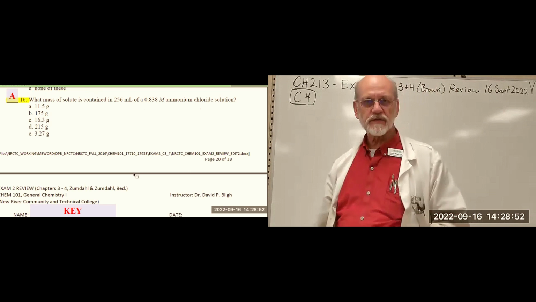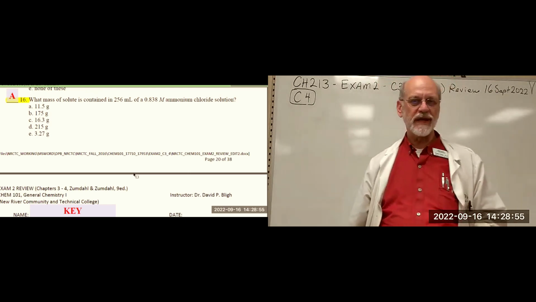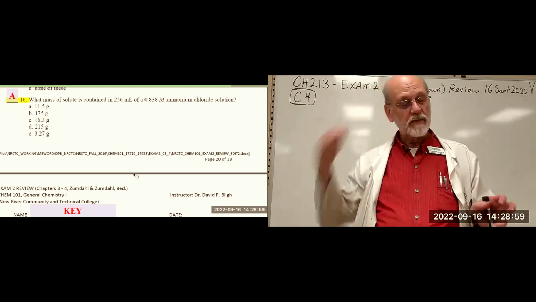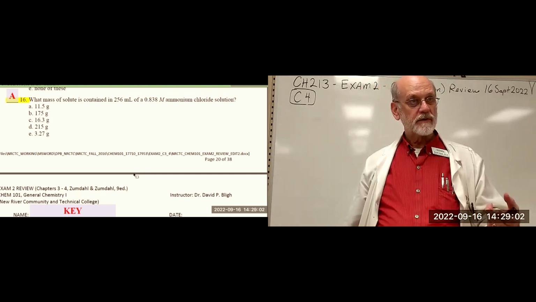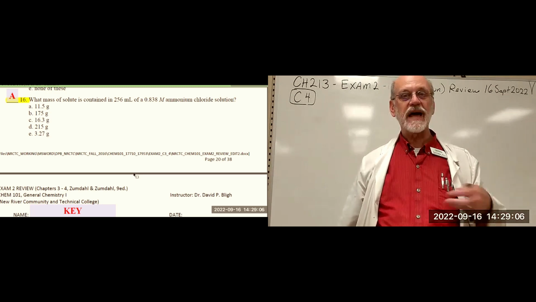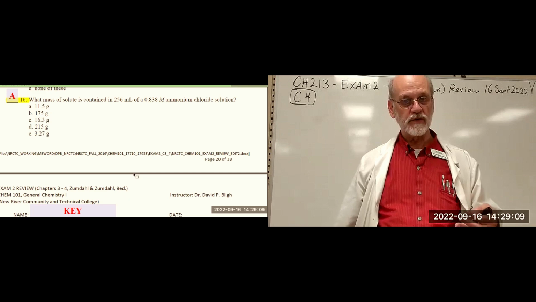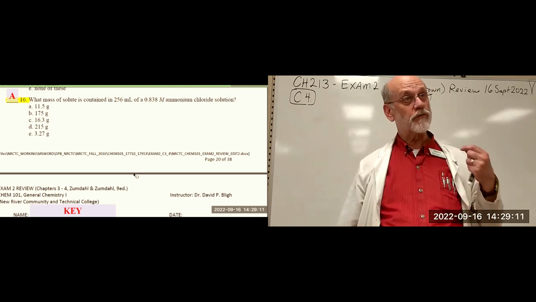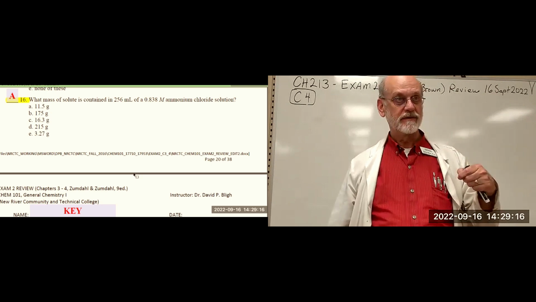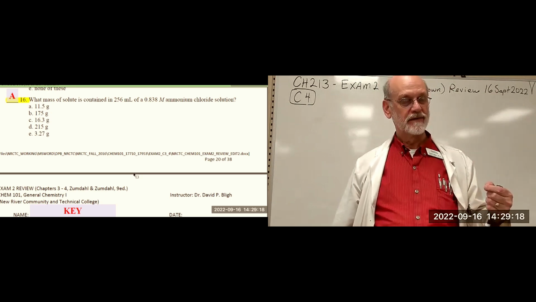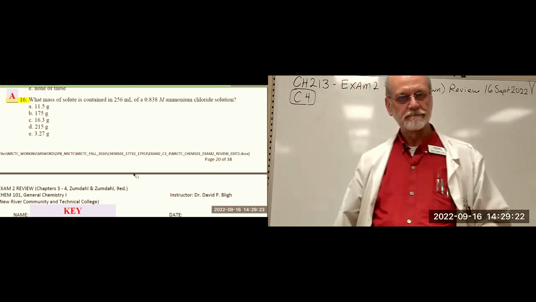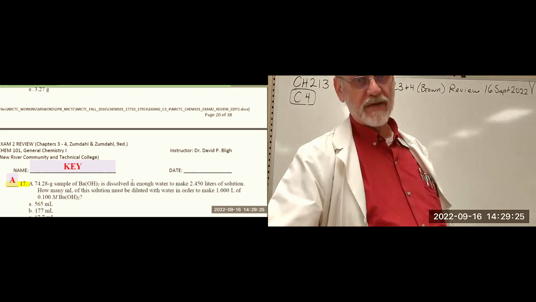What mass of solute is 256 milliliters of 0.838 molar ammonium chloride? Okay, two things here. You got to find the moles, but it's 0.256 liters times molarity gives you moles of ammonium chloride. Then you have to know the formula of ammonium chloride because you got to know the molar mass, right? NH4Cl, because ammonium is +1, Cl is -1. You only need one of each. And that will give you the mass.